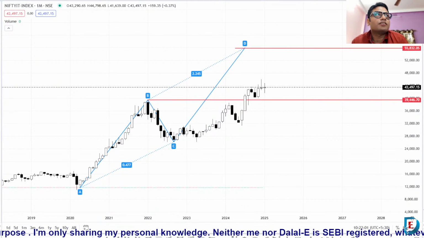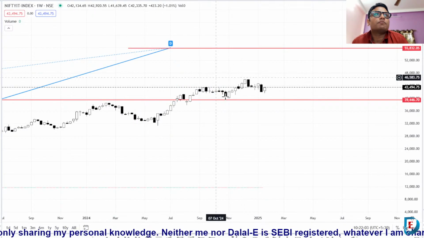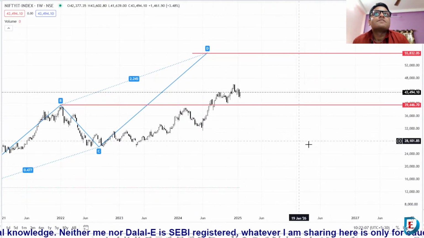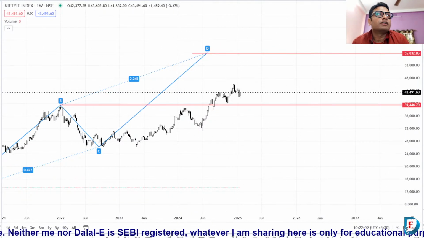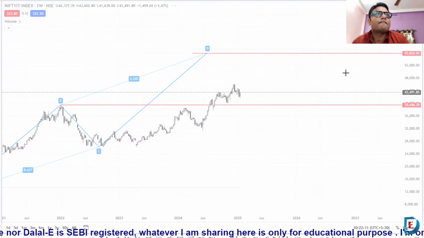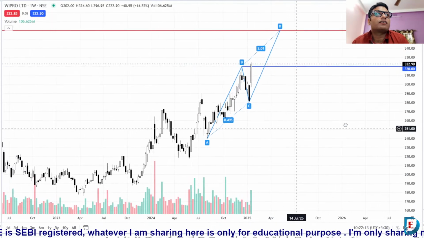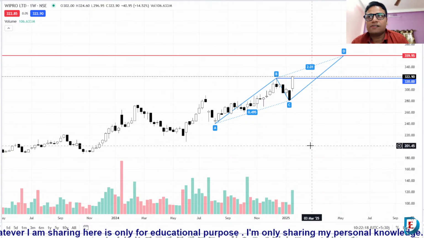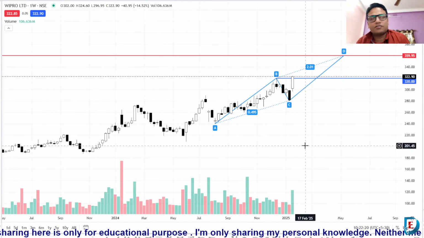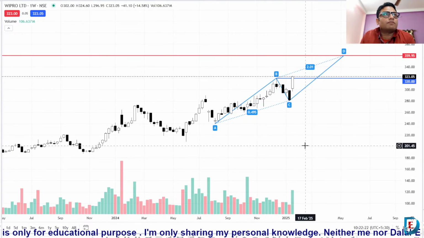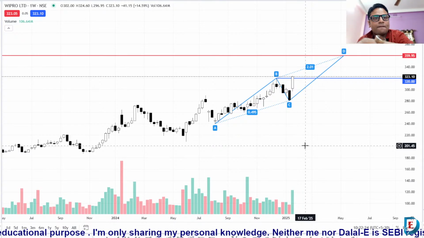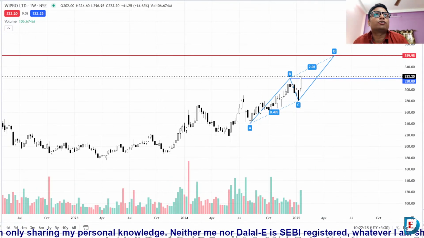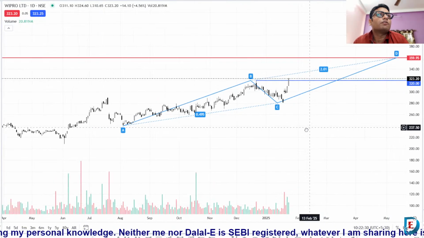So as per this, if we go back to this weekly time frame, this is also very good. And Wipro is just behaving like a leader. So this is a very good time for maybe a short swing in Wipro.